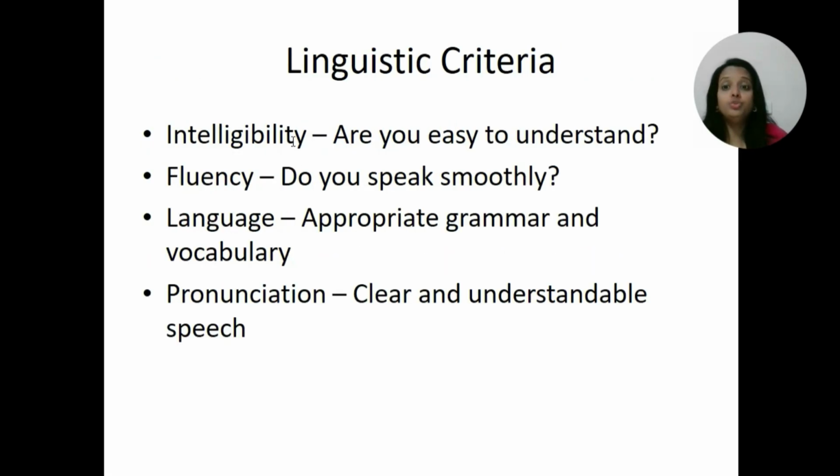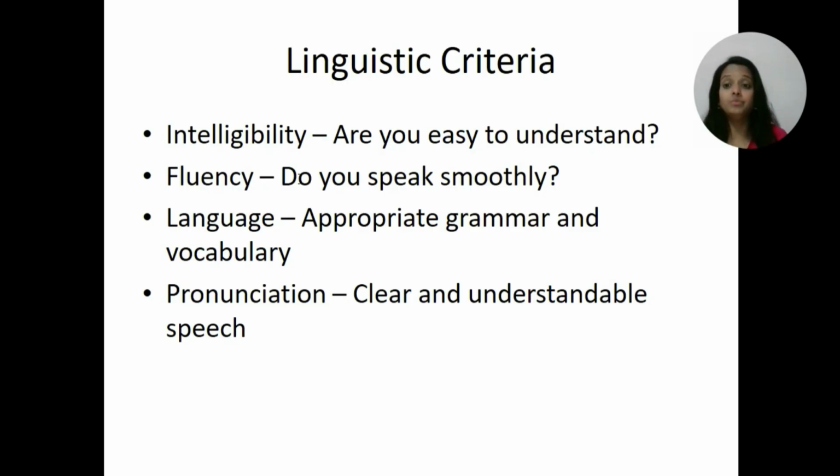Examiners assess two main categories. The first one is the linguistic criteria. These include intelligibility, fluency, language, and pronunciation. When we say intelligibility, that means: are you easy to understand? And fluency: do you speak smoothly without long pauses? And language: are you using appropriate grammar and vocabulary? And when it comes to pronunciation: are your words clear or not?